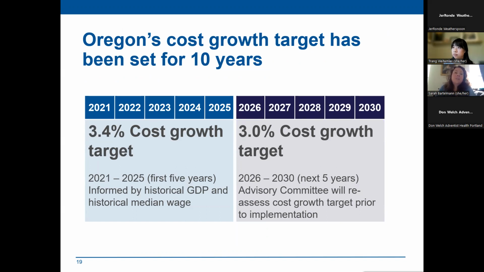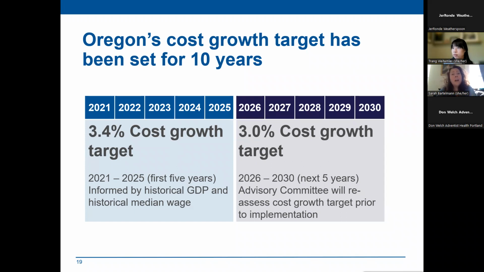Then for the second 5 years, the target is set at 3.0%. That's tentative. There's an asterisk to that. The new advisory committee will be asked to reconsider whether or not that is still appropriate. When the cost growth target was set, that was pre-COVID, that was pre-inflation. We also know that healthcare inflation tends to lag general inflation. And so some of these economic indicators could look really different when we come back together and reassess whether or not dropping to that 3.0% target is appropriate for the second 5 years. But the target has been set for the first 5 years.